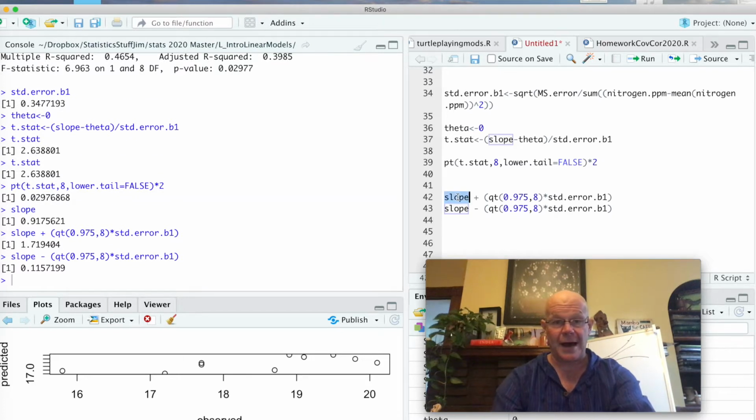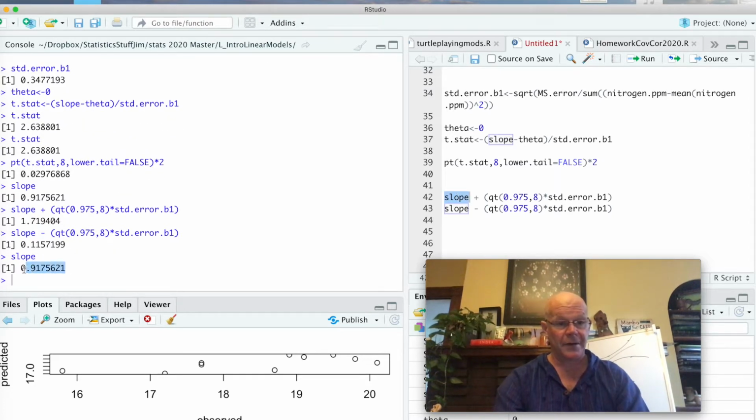And then again, we have our observed, right? So here's our observed slope. And we are 95% confident that the true slope falls somewhere between 0.115 and 1.719. That's our 95% confidence interval around the slope.